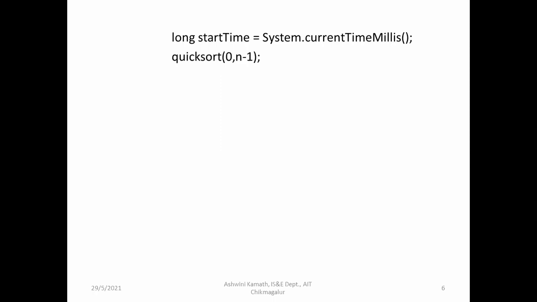Then call quicksort(0, n minus 1). 0 is the initial value, that is, the position of the first element, and n minus 1 is the position of the last element. We are passing quicksort of 0 comma n minus 1. Then note down the end time also. So long endTime is equal to System.currentTimeMillis. It will read the current system time.